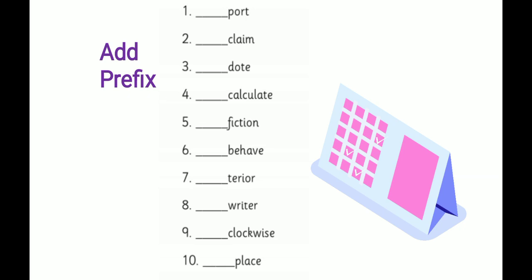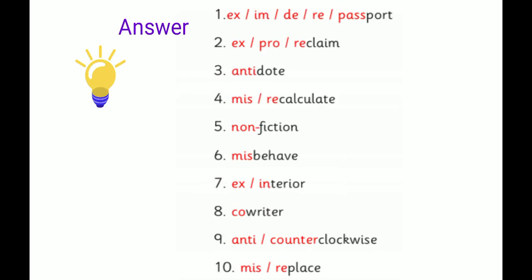Hopefully you have thought and made your own words. Let's have the possible answers. Before port, we can use ex, im, de, re, pass. That means so many new words can be formed. Export, import, deport, report, passport. Next, before claim also we can use ex, pro, re. That means the new words will be exclaim, proclaim, reclaim.